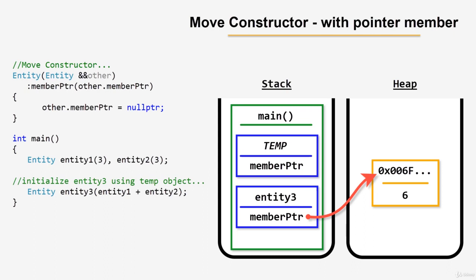Following that second statement in the main function, so following the construction of entity3, that temporary object is going to get destroyed. If it calls its destructor, it doesn't really have anything to deallocate. So there's no problem with that, and we even reduce some of that computation that may be involved with that. Okay, so I hope this illustration helps you visualize how this move constructor works and how we can reallocate resources from a temporary object or an R value to an L value.